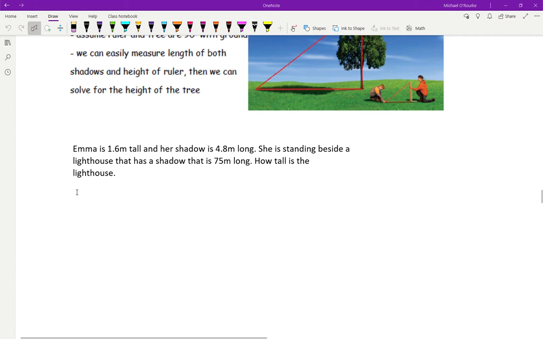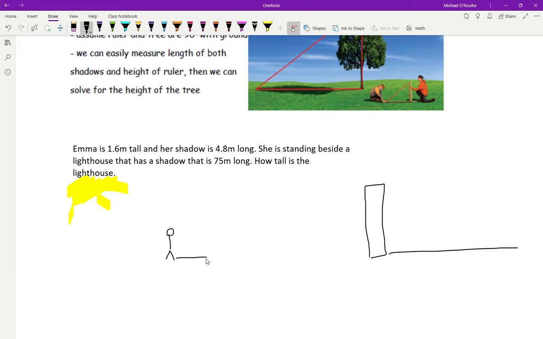Okay. So we have Emma and a lighthouse. And let's put the sun up here, we kind of have a reference point. We have Emma, and we have a lighthouse. These are not drawn to scale. I'll just draw a building for a lighthouse. Okay? And we have shadows from these two people.